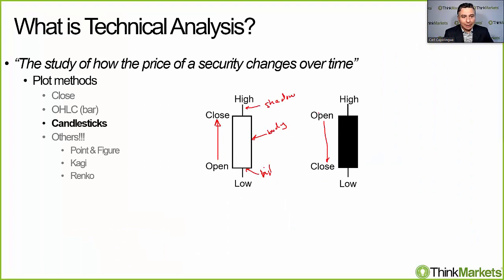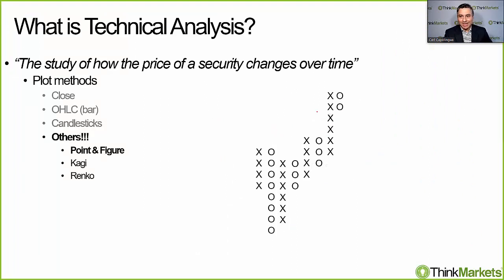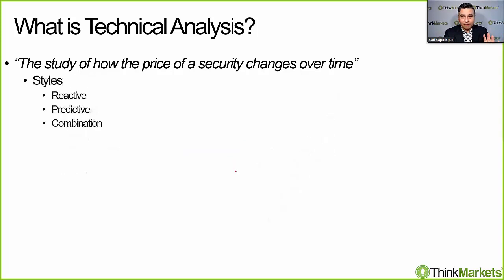Now, there are so many other ways to represent price action on the chart: point and figure, Kagi, Renko, and what we're seeing here is the point and figure. I'm not going to go into those. I'll just mention them so that you can go and research those in your own time. But it is an absolutely fascinating subset of technical analysis. It's just basically how you represent the daily ebb and flow of price change. Now, there are different styles of technical analysis.